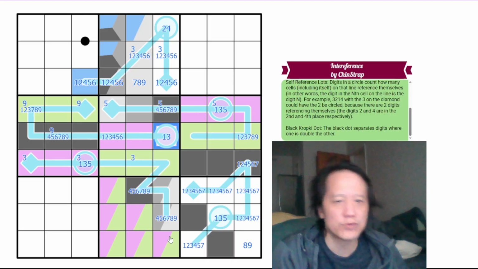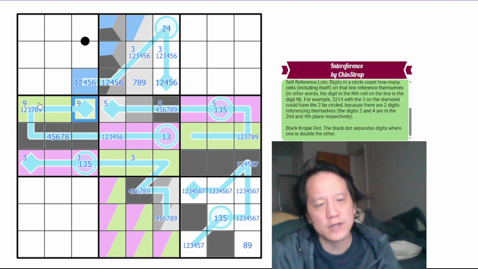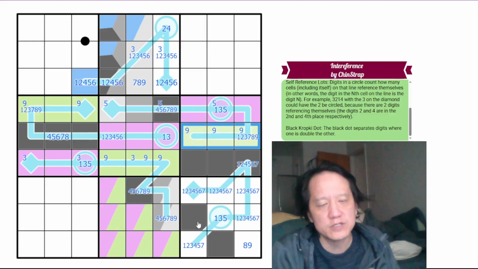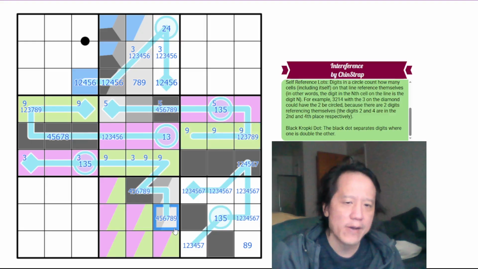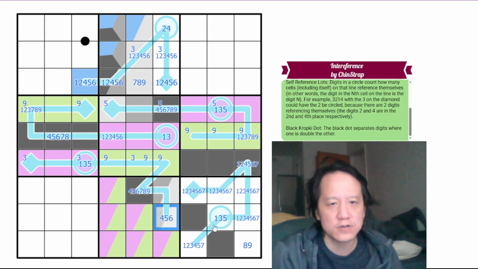This is 1 or 3 here, which means 9 is not here. 9 has to be in the green. So 9 is here, which means 9 is here, which means 9 is here. Okay, so this cannot be self-referencing. This must be 4, 5, or 6 here. So this is 4, 5, or 6. Interesting.